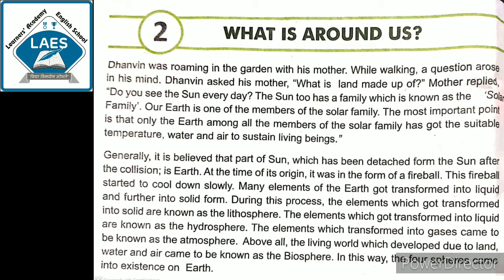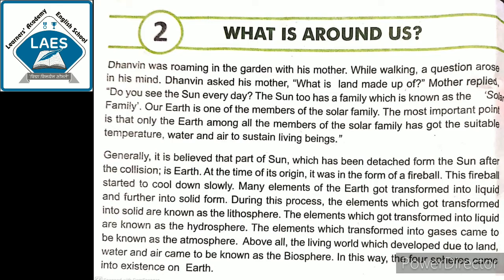The important point is that Earth, among all the members of the solar family, has good temperature, water, and air to sustain life on the earth. These three things are easily available on the earth and are required for every living being. We need temperature, water, and air for living. If we do not have good temperature, we'll face difficulty. We need water for living, and oxygen in the air.